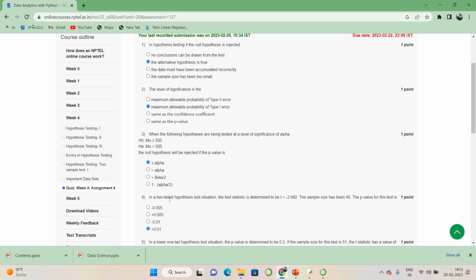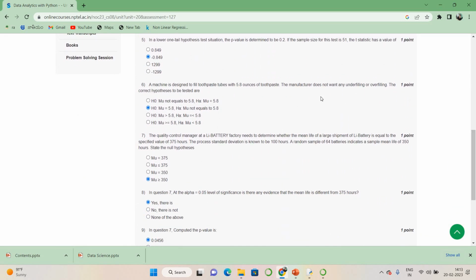Now coming to question number 4. In a two-tailed hypothesis test situation, the test statistic is determined to be t equal to minus 2.692. The sample size is 45. The p-value for this test is plus 0.01. So D is the correct answer for this.